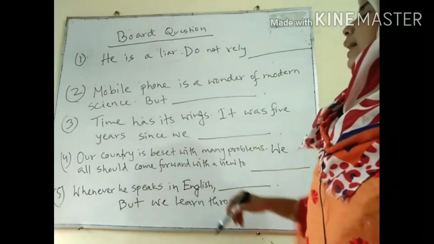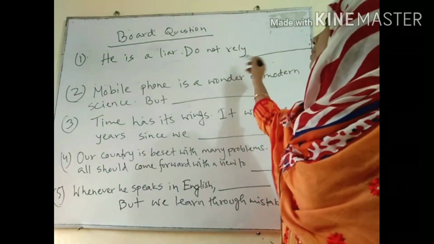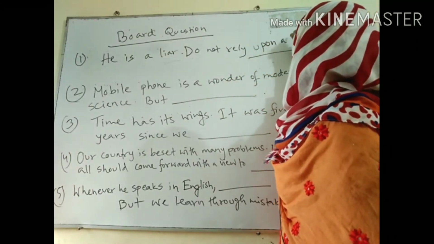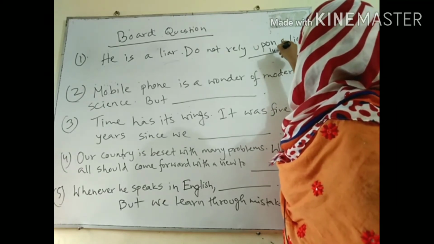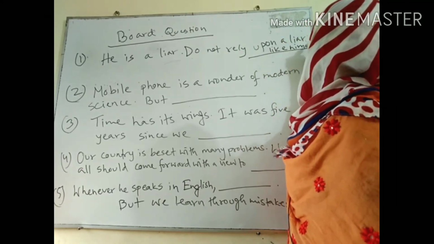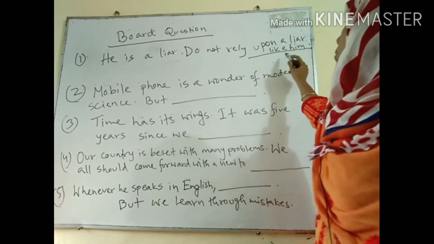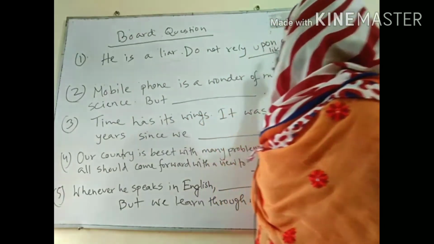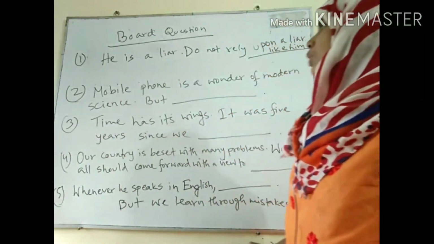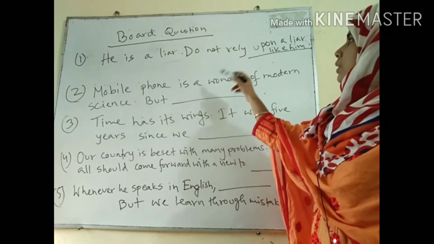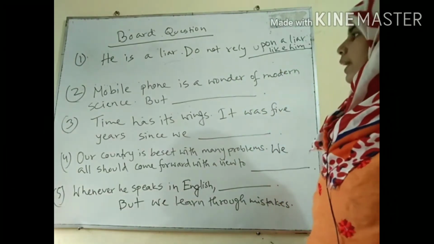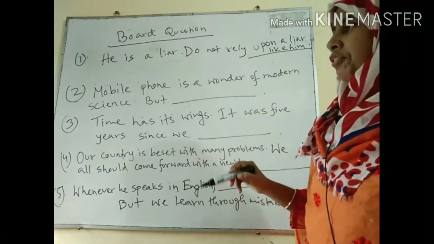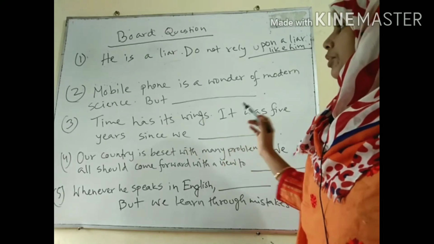First one, he is a liar. Don't rely. Rely means depend. So don't rely upon a liar like him. Okay, so this sentence is related to that one. He is a liar, don't rely upon a liar like him. In this way you have to do this by looking at the previous sentences, by looking at the context.